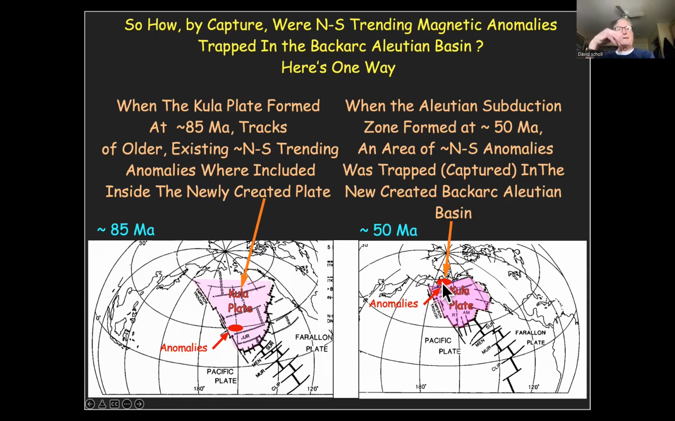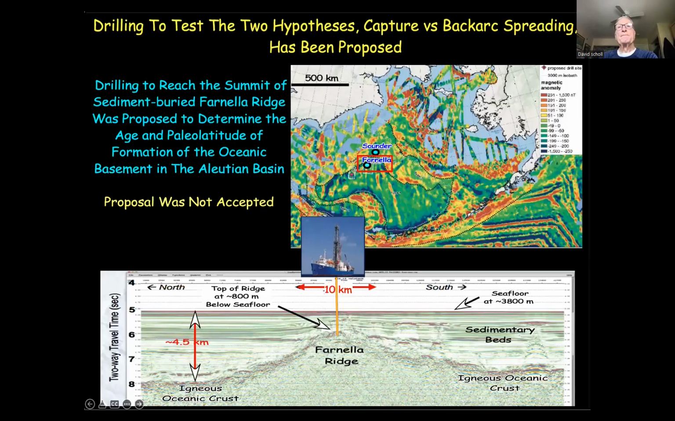So there's two captures here. The Kula plate captures some north-south anomalies. The Aleutian system forms and captures those north-south anomalies back in the basin there.